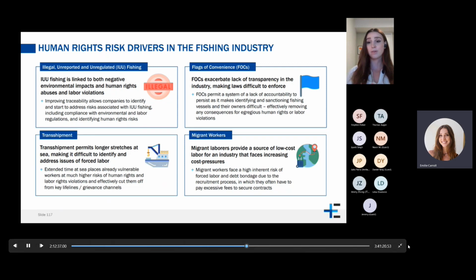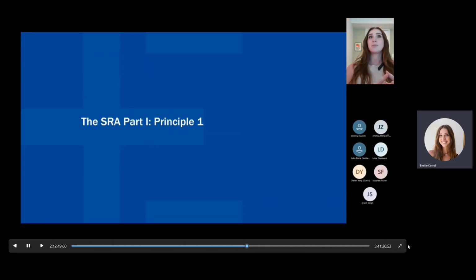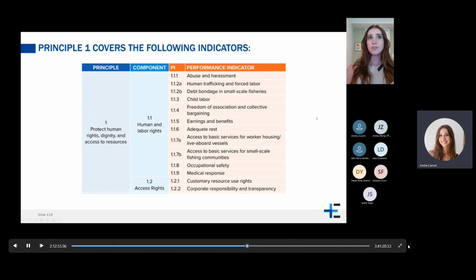Procurement of migrant labor can be a risk, and those fishers are really, really vulnerable in supply chains. So inherently, there's going to be a high risk of this in the fishing industry because there's a lot of migrant labor that's present. So really, we're just going to jump in here with Principle 1 in the SRA. So if you're familiar, when we went through the 3 pillars of the Monterey Framework today, Principle 1 is based off the first pillar, which is protect human rights, dignity, and access to resources. And these are the performance indicators that it encompasses.